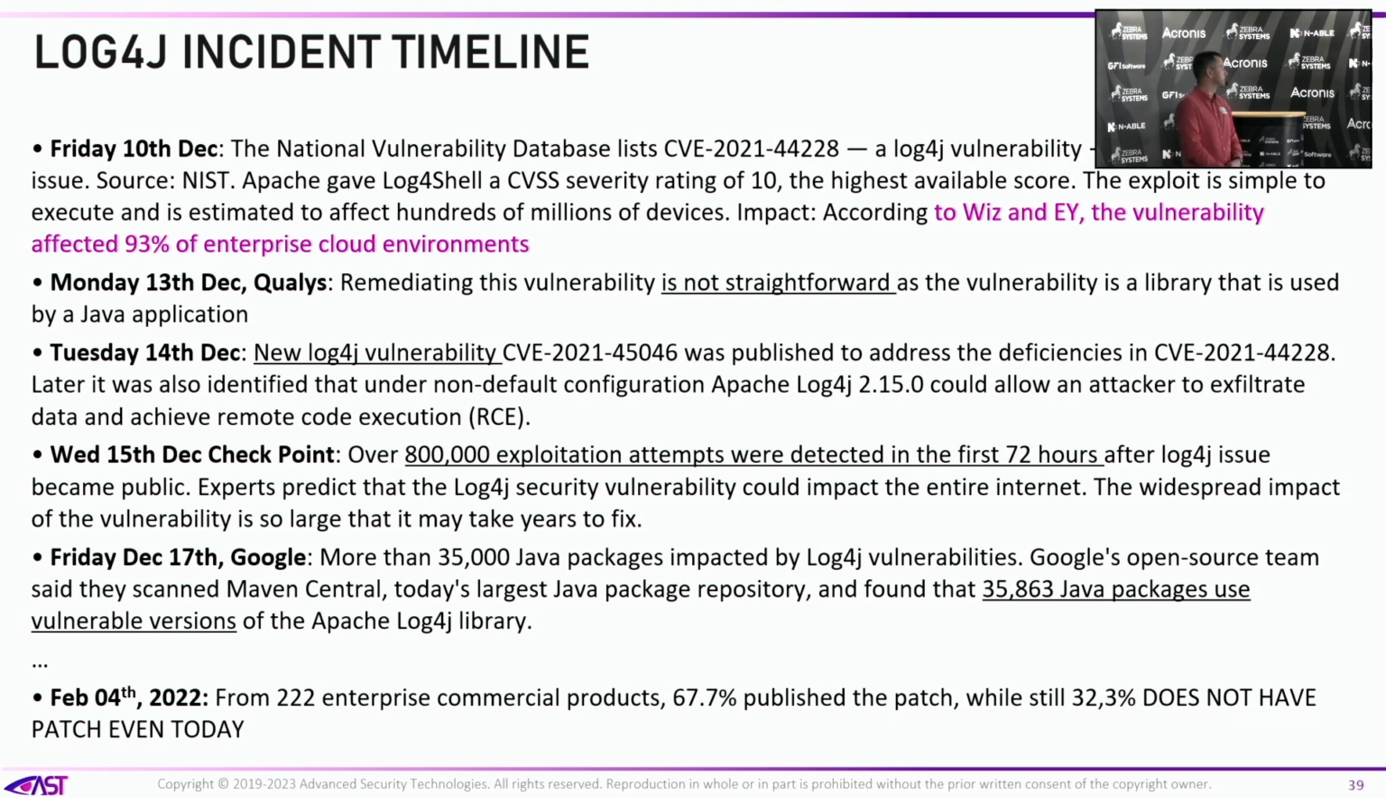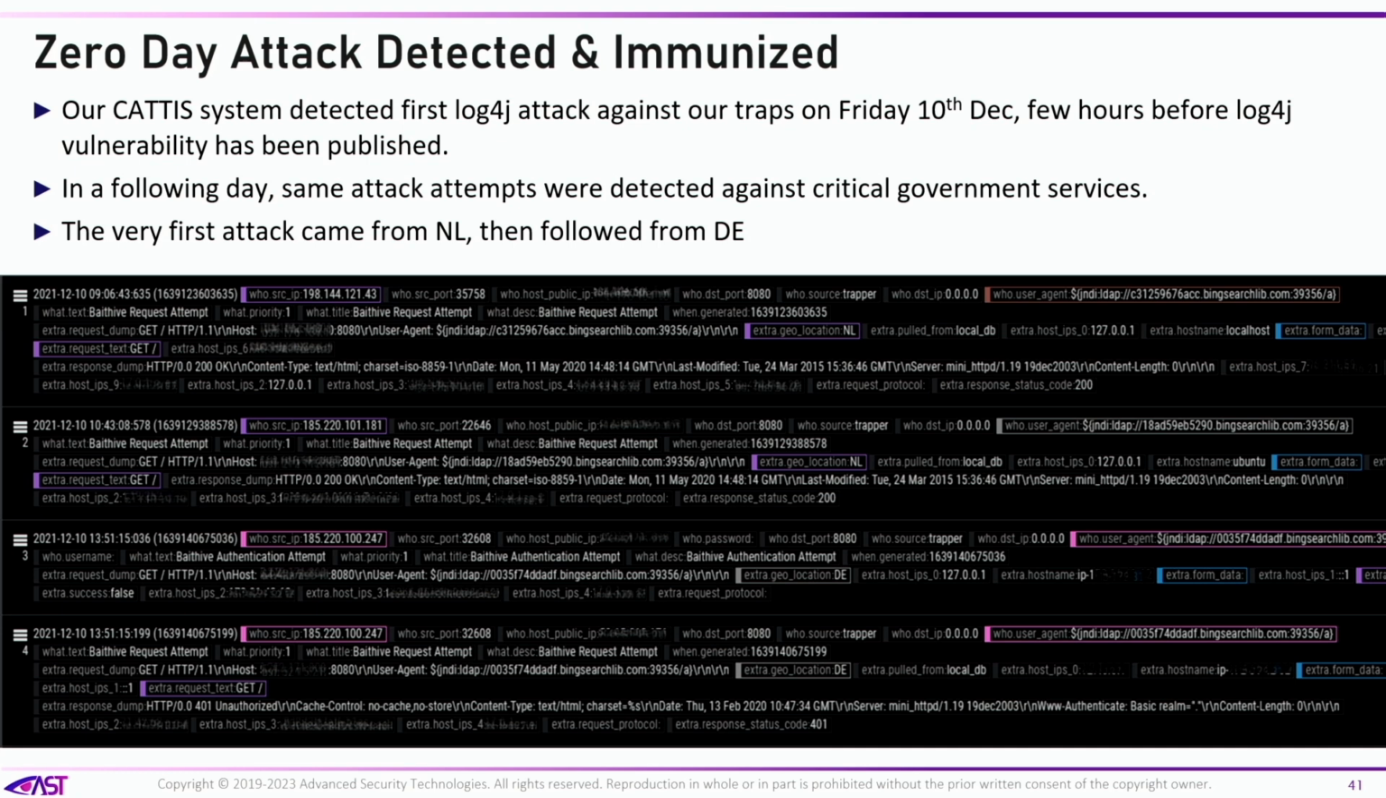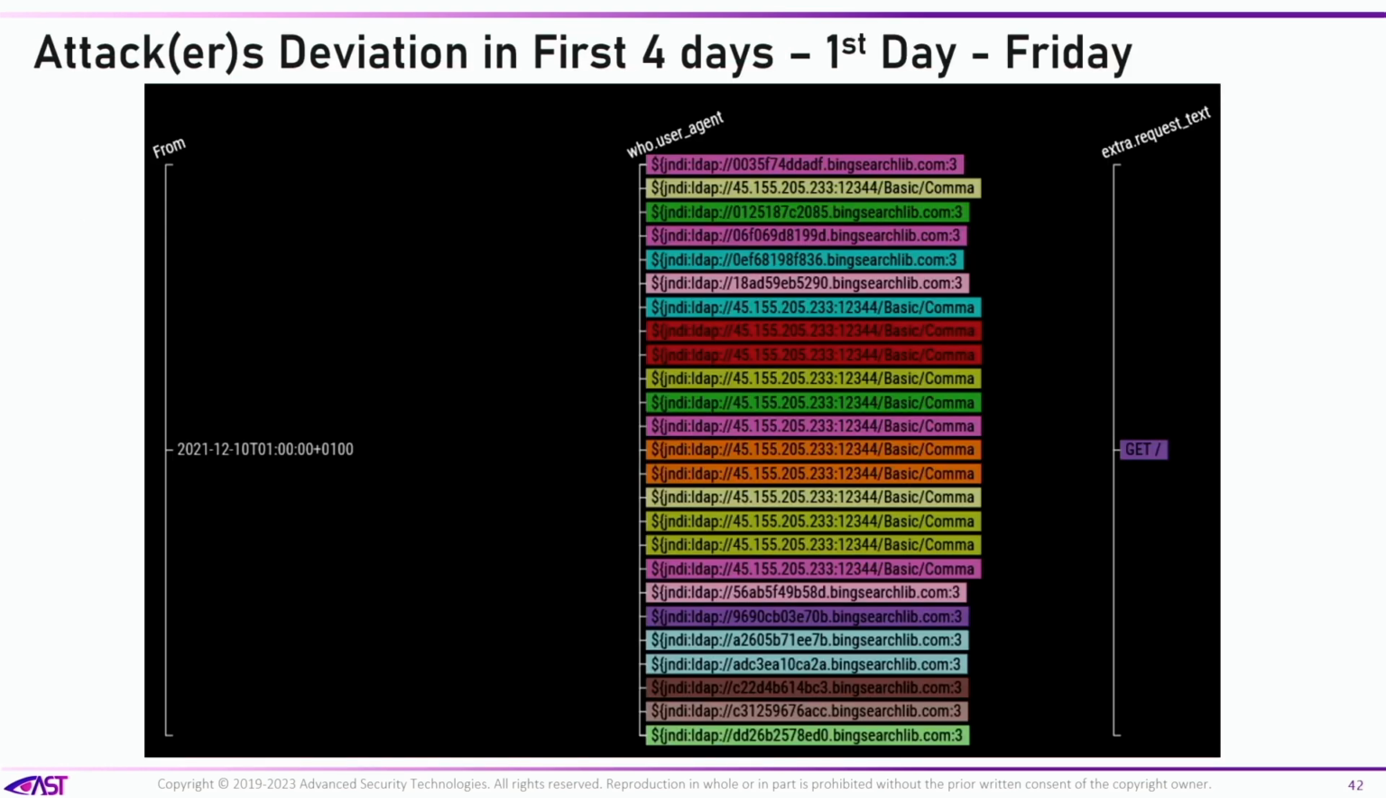and it came out on Friday the 10th of December. This is the incident timeline, but I wanted to show you this. Our tactical threat intelligence system detected the first log4j attack against our trap on December 10th, a few hours before the vulnerability was published. But all of our customers were protected, not against the vulnerability, but against that attacker, because he was already blocked.